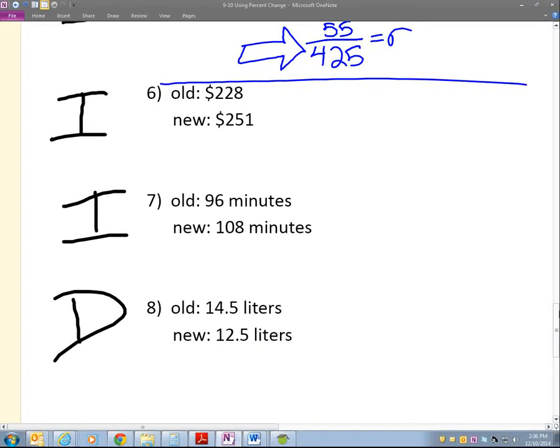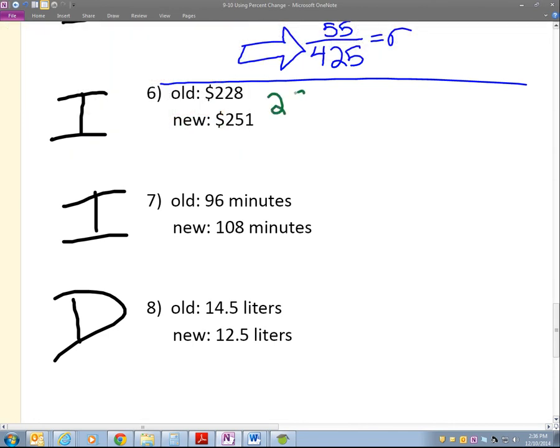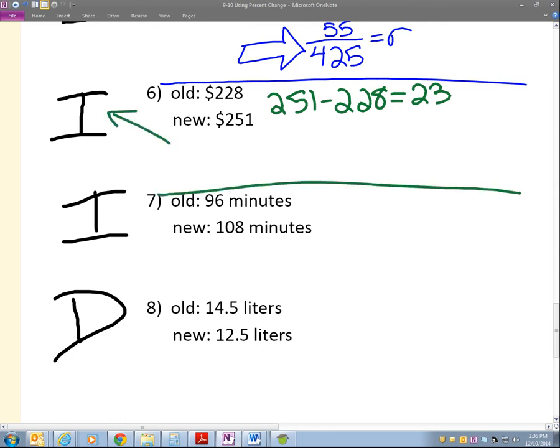Number 6, Mr. Thornberry, can you help me out? $251 minus 228. I agree with you 100%. And that's going to be 13. No, 23. Now, is that going to be positive or negative, Abby? It's going to be positive because it's an increase, so I don't have to make it negative. Let me just block these off here. So my formula is going to be 23, not 22, Scott, 23 over base, which is the old 228, and that's the R. I'm going to do that division problem, and I'm going to come out with the answer.